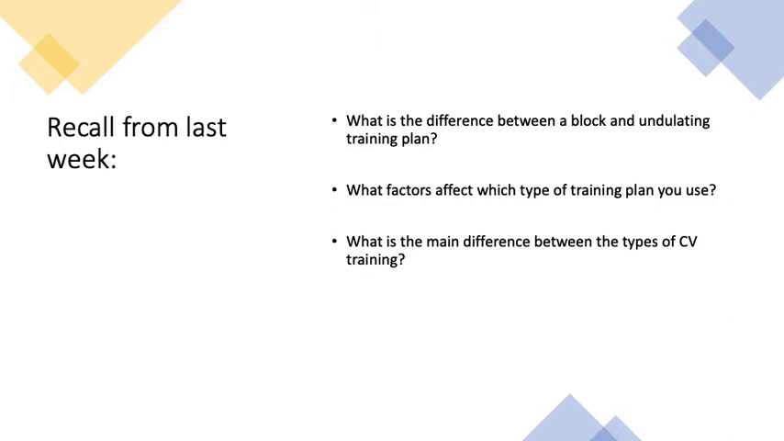So undulating doesn't have a sole focus. It's without a sole focus on one KPI. Instead, it provides a variety of stimuli. So there's different types of undulating. There could be daily undulating, where you're changing the stimulus every day. Or it could be weekly undulating, where you have a week of speed, then a week of HIIT intervals, then a week of endurance, and you rotate that way.